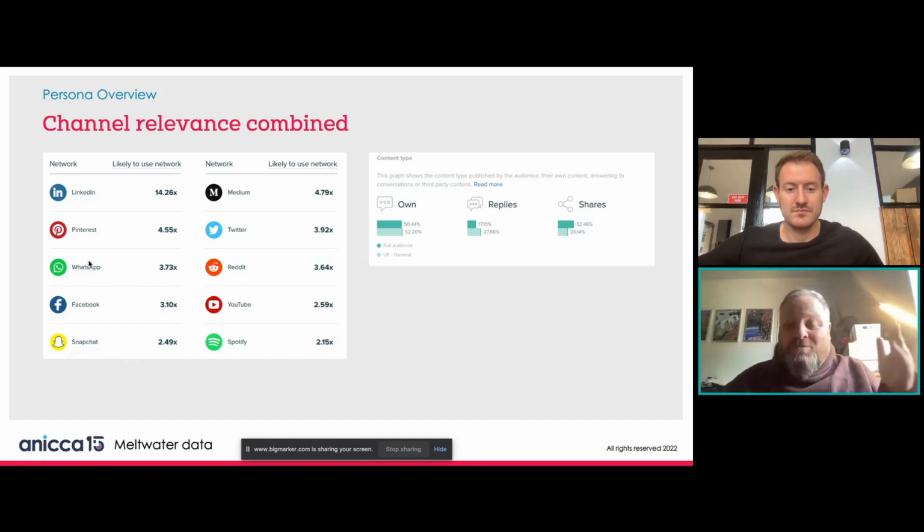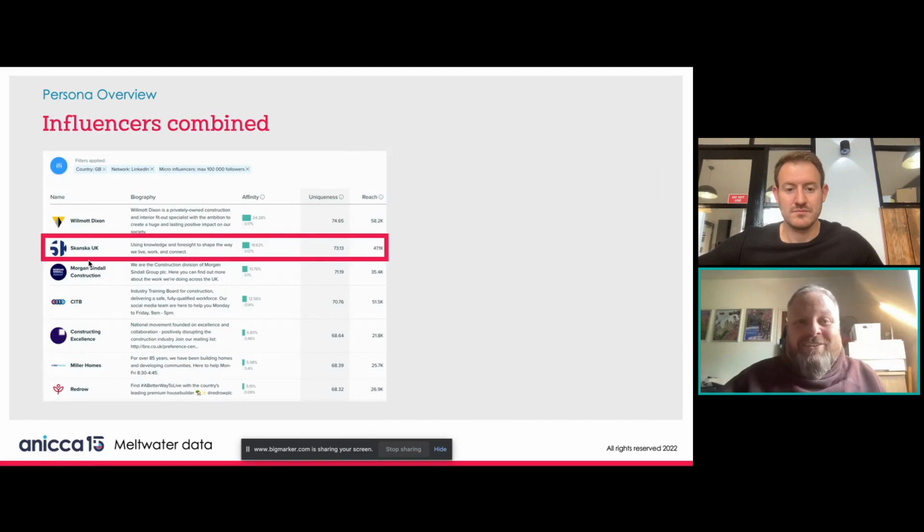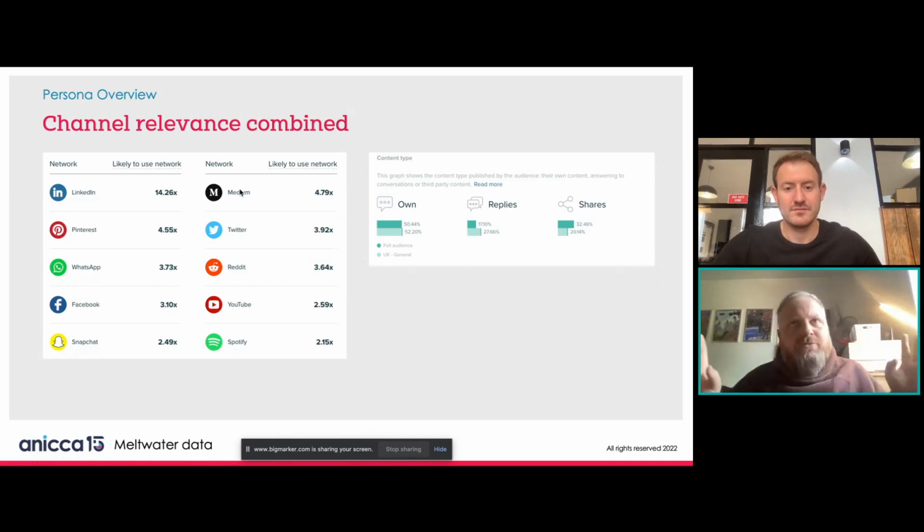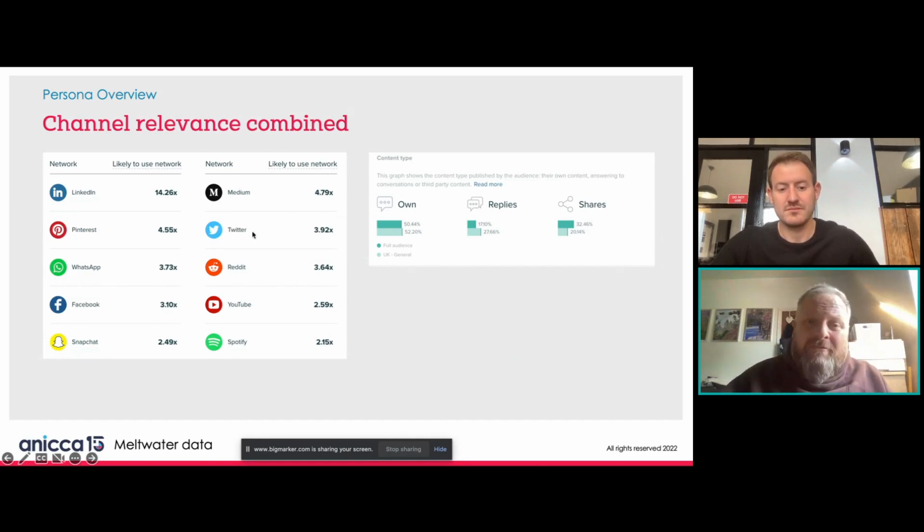Now, LinkedIn, as we've just seen here, that Wilmot Dixon are absolutely nailing, is 14.26 times more relevant in this industry versus that of the UK general. So there really is a key platform here. Medium is also a blog tool. It's up and coming. It has been up and coming for years. Who knows? But that just shows the importance of actually blogging and creating updated content within your websites. So again, blogs are nearly 5 times more likely to be relevant than the UK average.